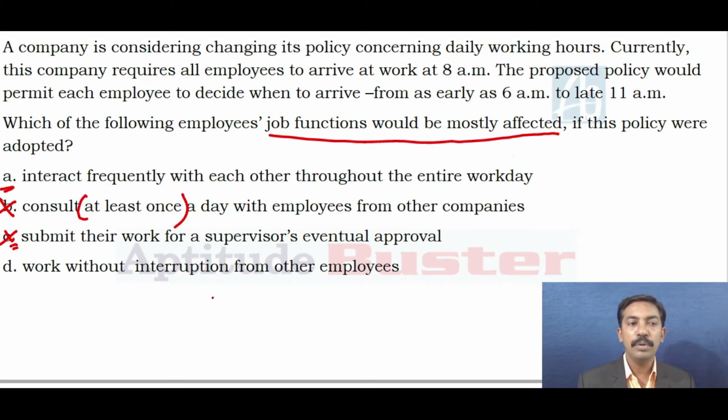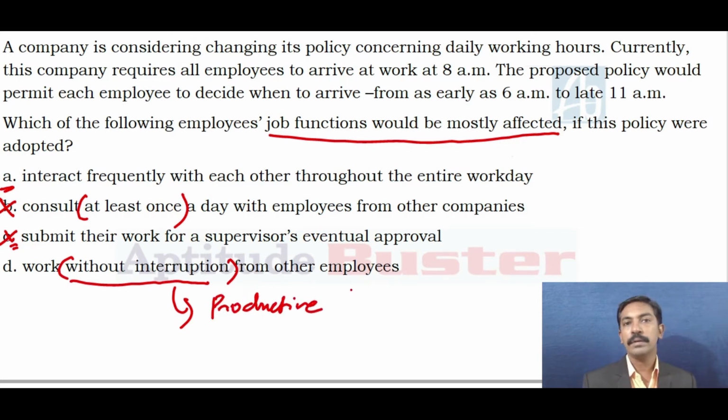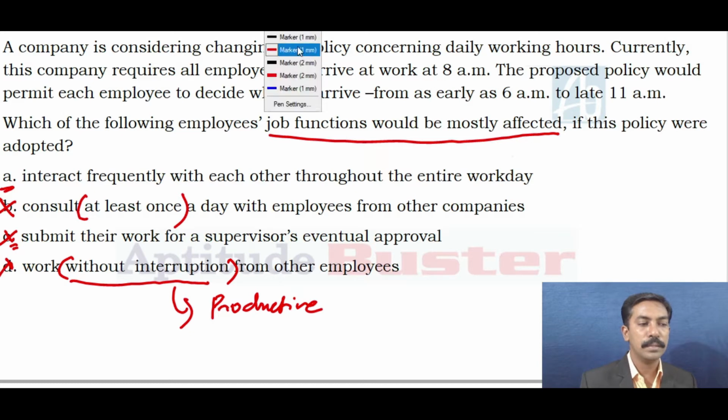Option D, work without interruption from other employees. You may doubt that this option could be the right choice, but actually it is not so. It is a trap choice. Work without interruption. What do you understand about this? Without interruption means work without disturbance. Work without interruption is always productive work, so we can't say that this job function will be affected. Therefore, we can conclude the answer is option A.